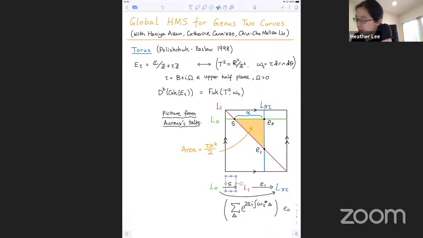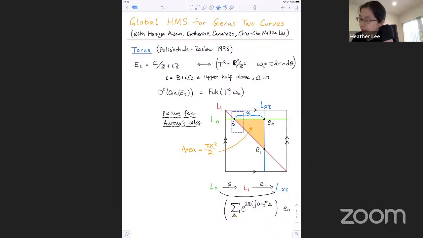So S times E1 is going to be a multiple of E0. And this multiple is a count of all the triangles bounded by these three Lagrangians with these three intersection points, weighted by the area of the triangle. Actually also weighted by the holonomy of a flat connection around the boundary of the triangle, but I'm going to ignore that here for the sake of time. So let's count all the triangles with these boundary conditions.